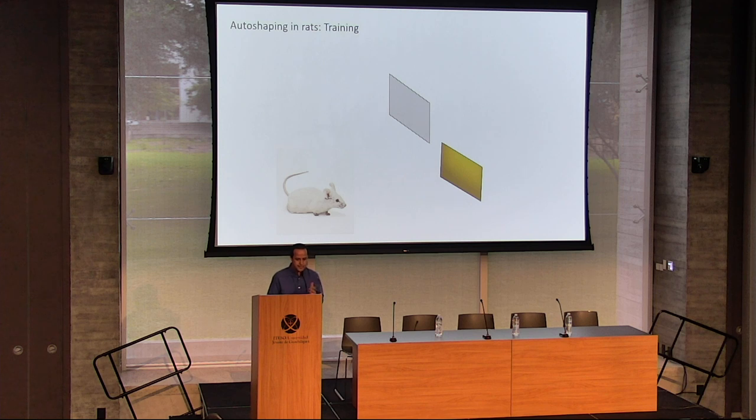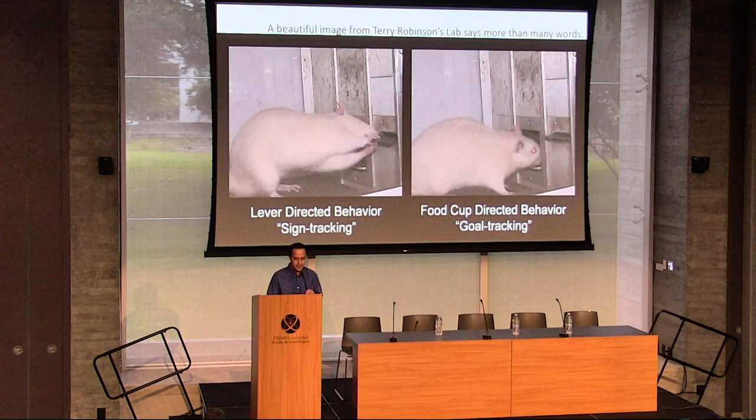The procedure with rats is very similar. Now a lever is presented, 8 seconds later food is delivered, and rats approach the feeder. But as training progresses, when the lever is presented, some rats approach the lever. These rats are called sign trackers and are supposed to have a high capacity of attribution of incentive salience. Other subjects, in contrast, when the lever appears, quickly approach the feeder. They are called goal trackers and are supposed to have less capacity of incentive salience.